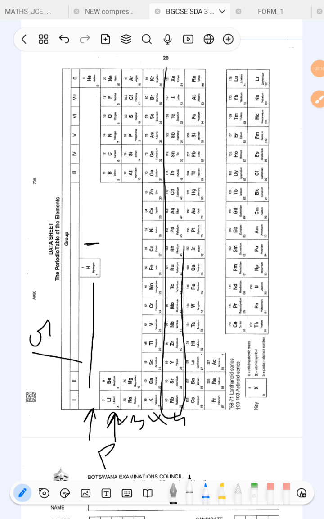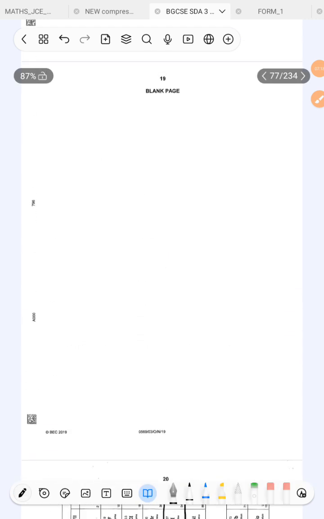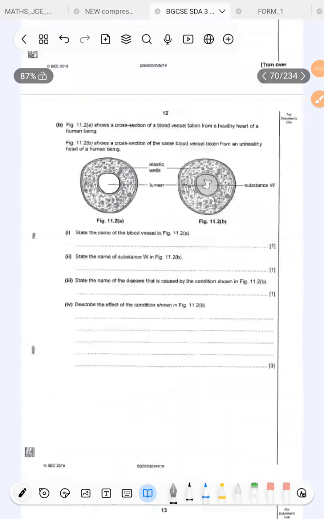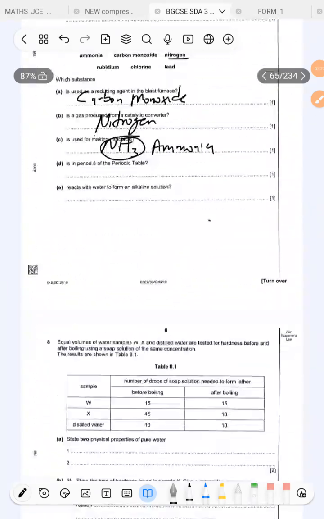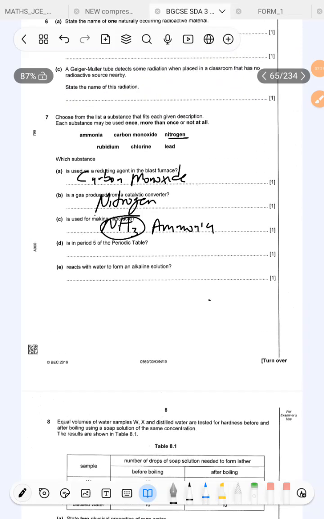Now from that list, remember we have this guy here, rubidium. So that means, going back there, our answer is going to be rubidium.